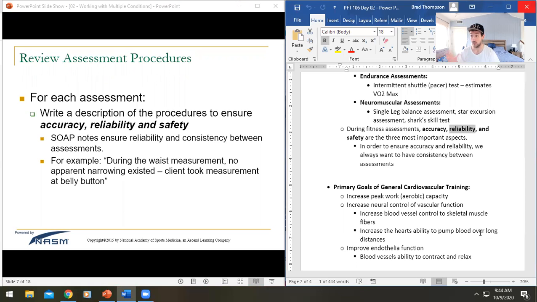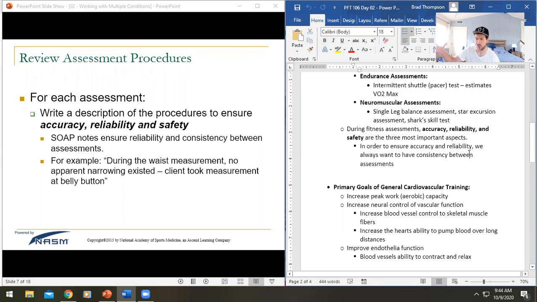And it'll totally throw a client who's consistently losing weight if all of a sudden one of their inches goes up; that's going to make them feel like crap. So always make sure you are aiming for the highest level of reliability. Make sure your assessments are always the same.